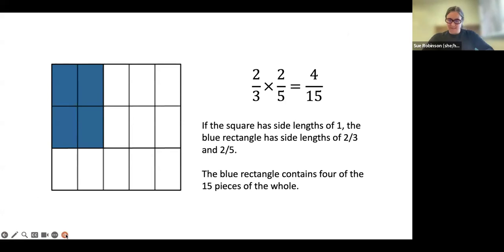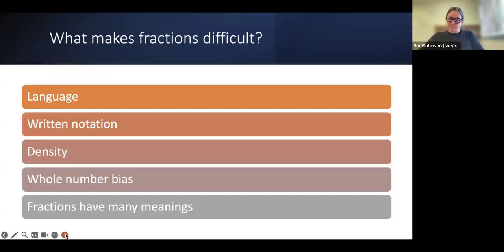Which leads us to, we're winding down here. It's 4:19, so we're doing good with the time. I wanted to share some of the things that I've been learning about why fractions are difficult for students. So the language. We've talked about how the language can make things difficult. The written notation is difficult for students.